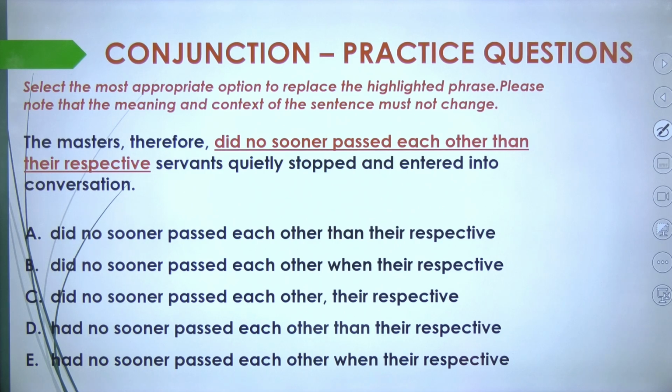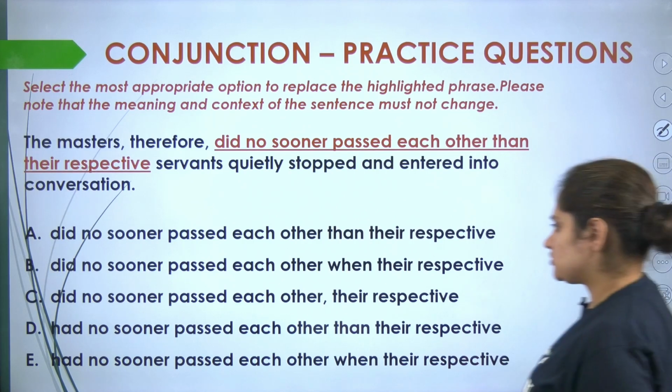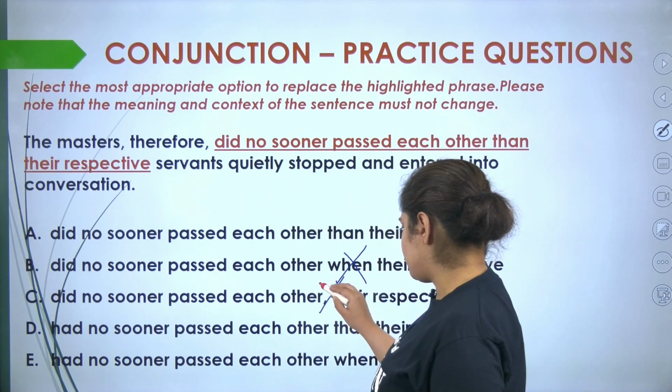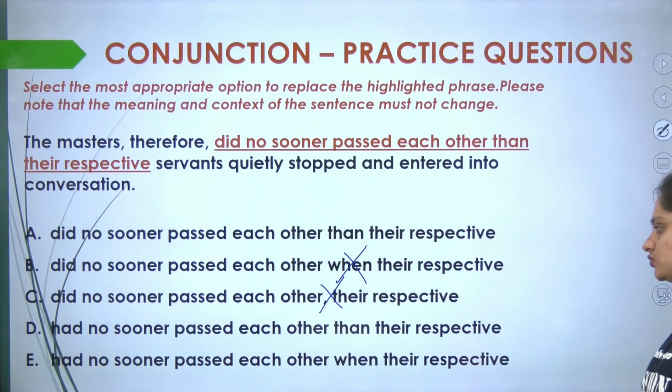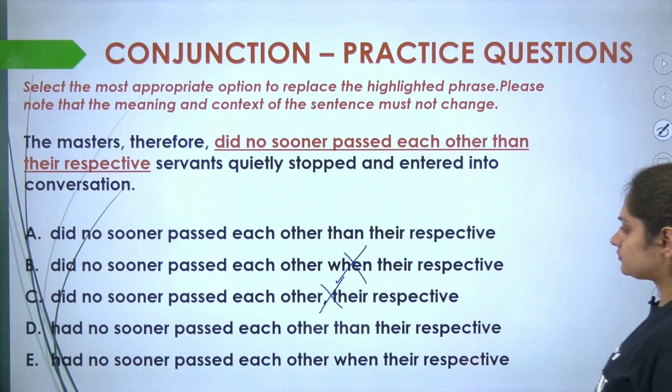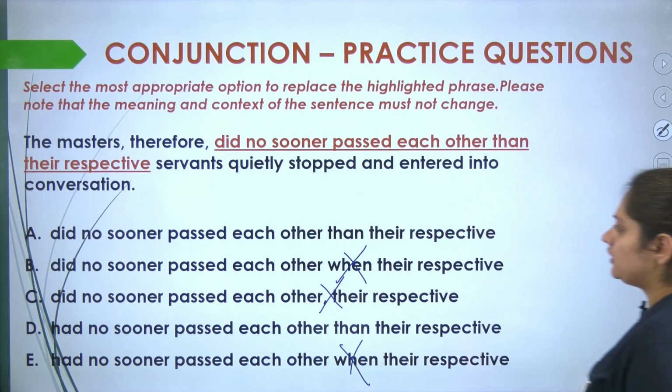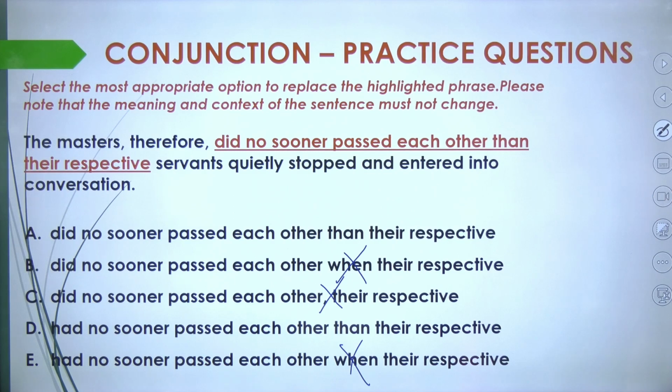Did no sooner passed each other. Now, what was the pairing? Is the pairing correct? Did no sooner passed each other when. See, with "no sooner" we use only "than", so you can cancel here. There is no pairing given here. They had no sooner passed each other than their respective; had no sooner passed each other when their respective. Again, "when", cancel. Now you can eliminate an answer.